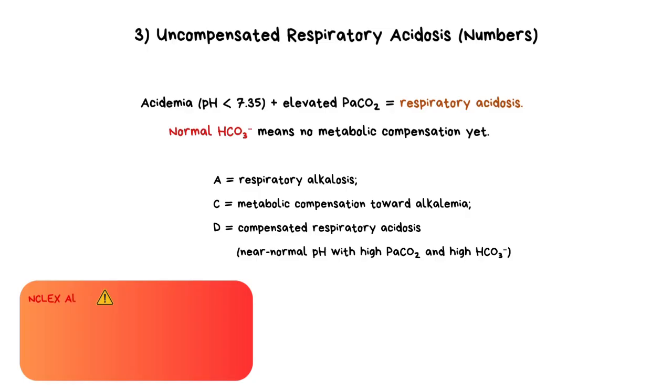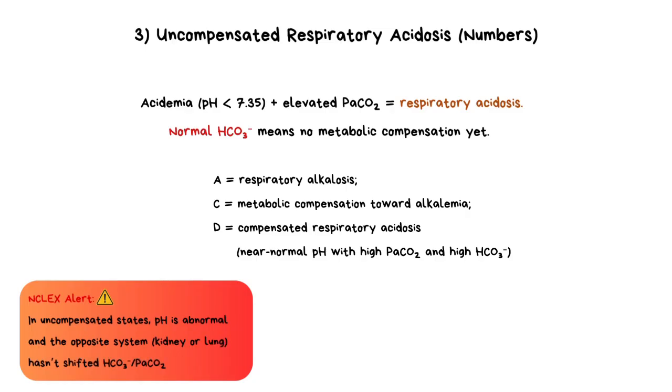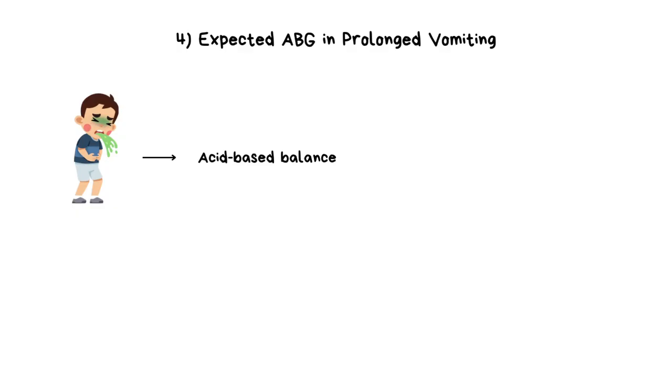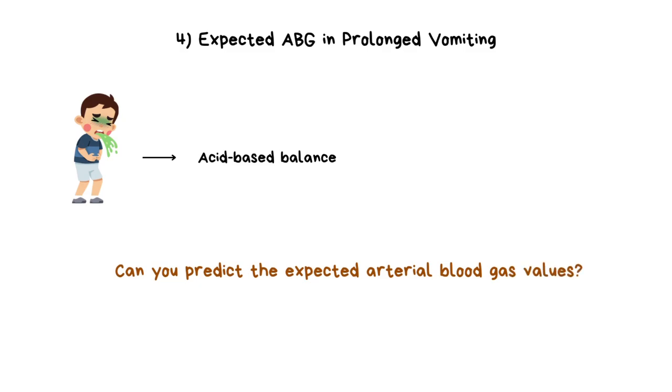NCLEX alert. In uncompensated states, the pH is abnormal and the opposite system, kidney or lung, has not shifted bicarbonate or carbon dioxide to balance it. Next, let's look at how vomiting affects acid-base balance. Prolonged vomiting removes gastric hydrochloric acid, which shifts the body toward alkalosis. Here's a drop-down question. Can you predict the expected arterial blood gas values?